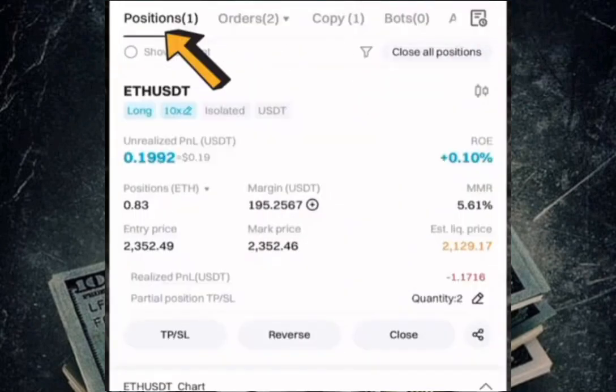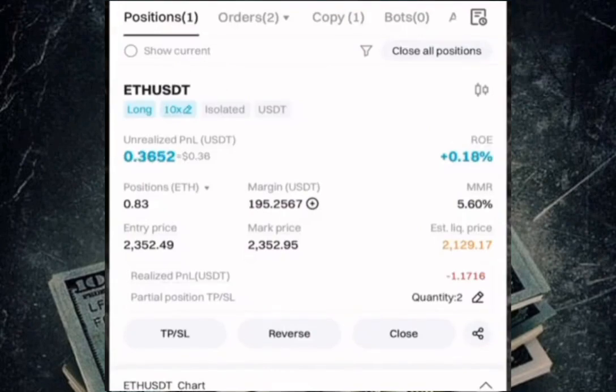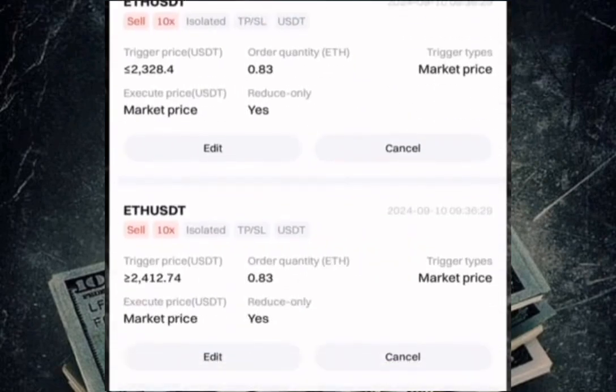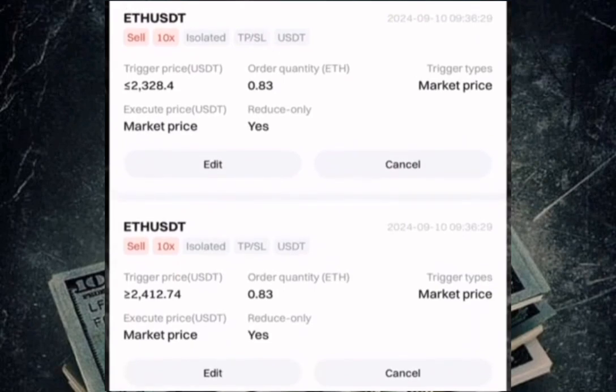And then under position, you see your trade right here. This is the trade you are currently taking, and this way you can monitor everything going on with the trade. Now, if you come to the orders, you see we have two orders right here. These two orders are your take profit and your stop loss. So you need to take note of that. Your stop loss is the first one right here, where it says trigger price is less than 2,328. So if the price of ETH goes down to that price, that's your stop loss.